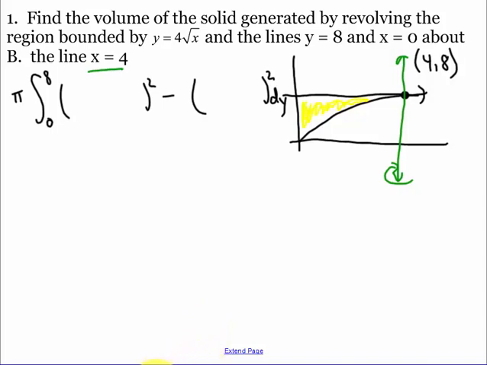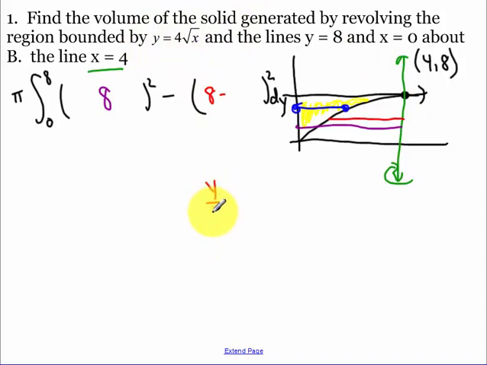So I need to take my outer radius minus the inner radius to get my resulting value. So our outer function in this case is just our line squared minus the inner radius. Now the inner radius is going to be the line minus the function. But our function needs to be in terms of y. I need to solve this for x.